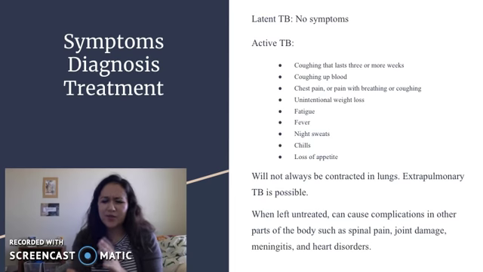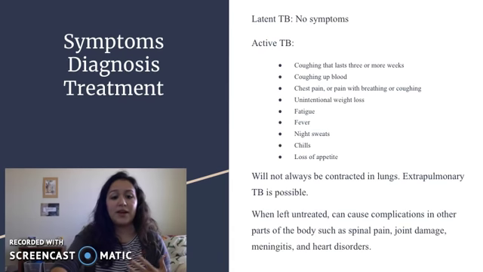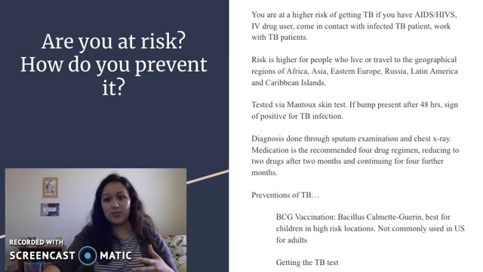I think it's important to note, though, that you're not always going to have tuberculosis contracted in your lungs. Extrapulmonary TB is also possible. When left untreated, tuberculosis is most likely to be fatal, and it can also cause a lot of complications. Some of those complications can be spinal pain, joint damage, meningitis, and heart disorders. But again, that's when it's left untreated.